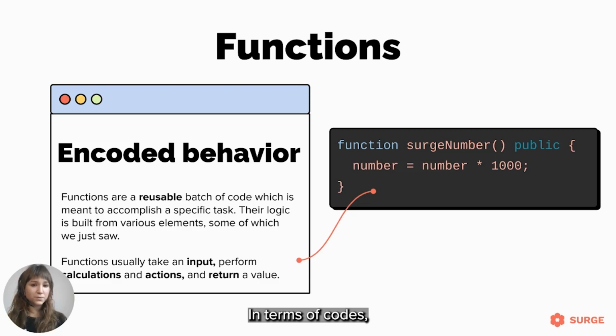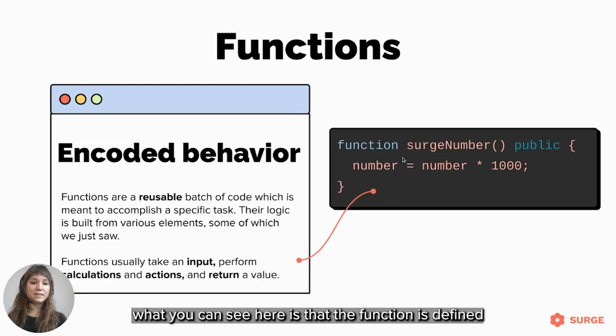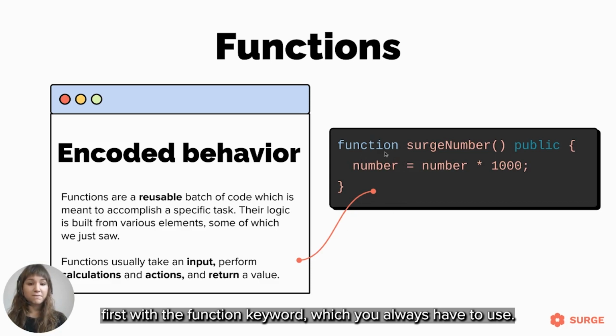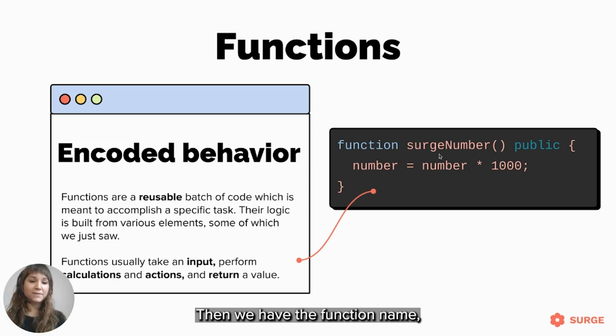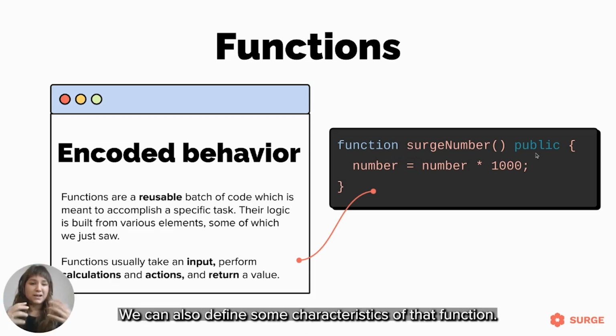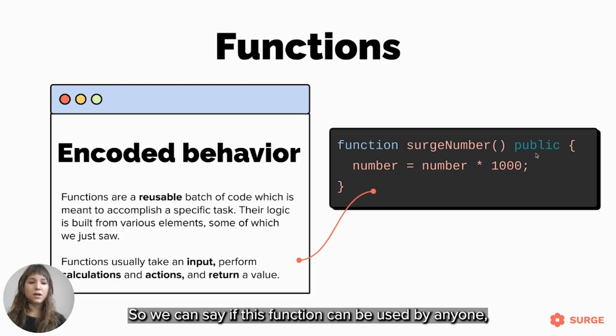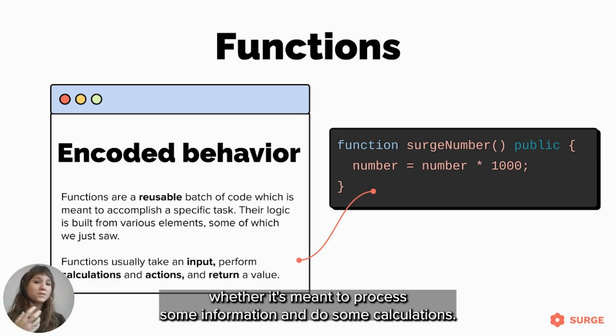In terms of code, what you can see here is that the function is defined first with the function keyword, which you always have to use. Then we have the function name, which in this case is called surge number. We can also define some characteristics of that function. So we can say if this function can be used by anyone, if it can be actually used by other contracts, whether it's only meant to give you back some information, whether it's meant to process some information and do some calculations.